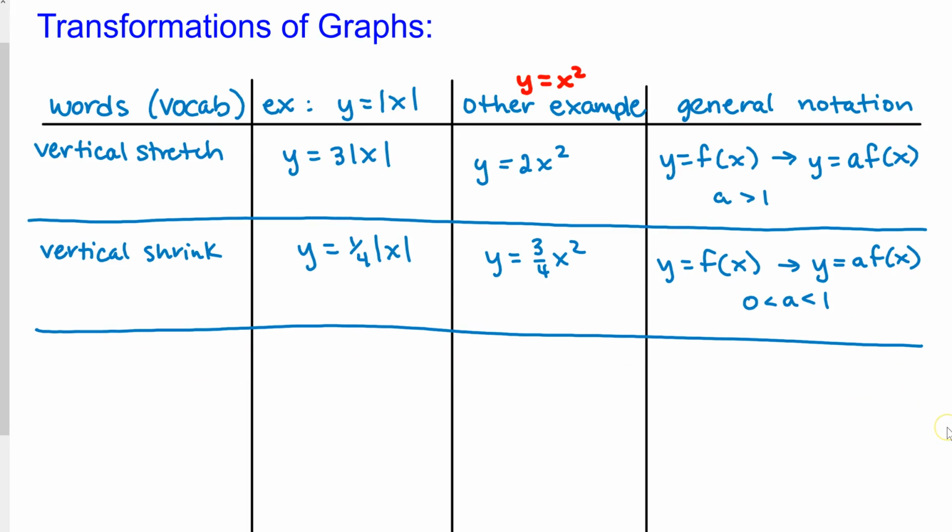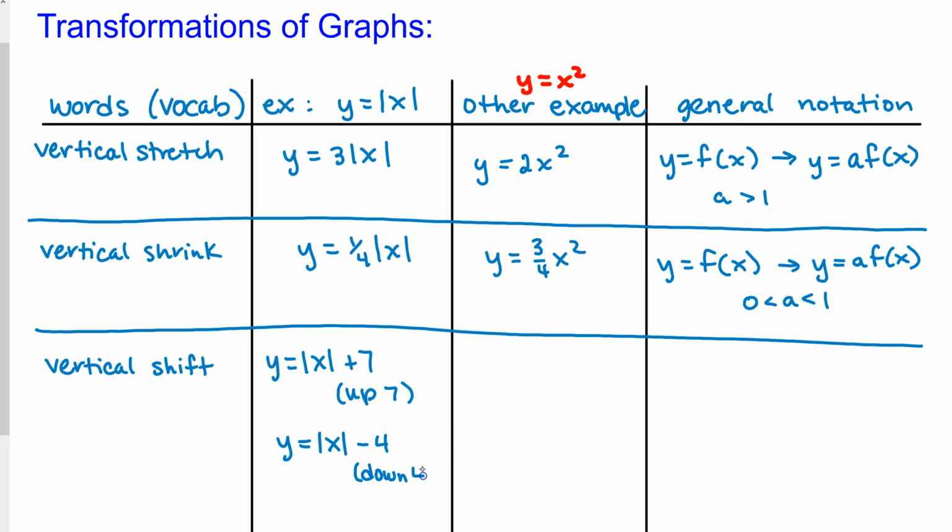Okay, now let's do vertical shift. So for an example, if we have y equals absolute value of x and we change it to y equals absolute value of x plus 7, it's going to shift up 7. If we change it to y equals the absolute value of x minus 4, it's going to shift down 4. So you would say vertical shift up 7 or vertical shift down 4. Other examples, if we're using y equals x squared, you could have y equals x squared plus 1 and it shifts it up 1. You could have y equals x squared minus 99 and it shifts it down 99.